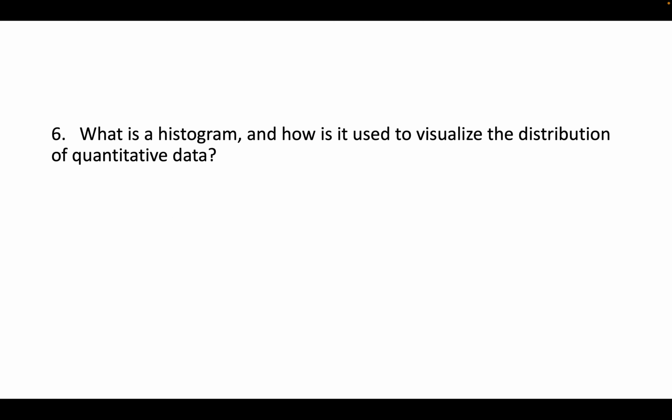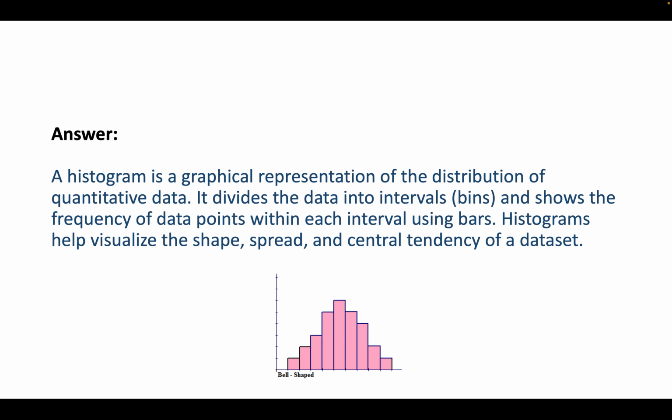Number 6. What is a histogram and how is it used to visualize the distribution of quantitative data? A histogram is a graphical representation of the distribution of quantitative data. It divides the data into intervals or bins and shows the frequency of data points within each interval using bars. Histograms help visualize the shape, spread, and central tendency of a data set.